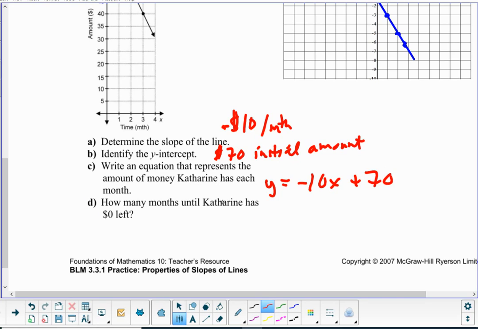How many months until Catherine has $0 left? So do we extrapolate or substitute? Given the graph, you're predicting 7, Jacob, that's good. How did you get that? Through graphing it and predicting, or by using algebra?